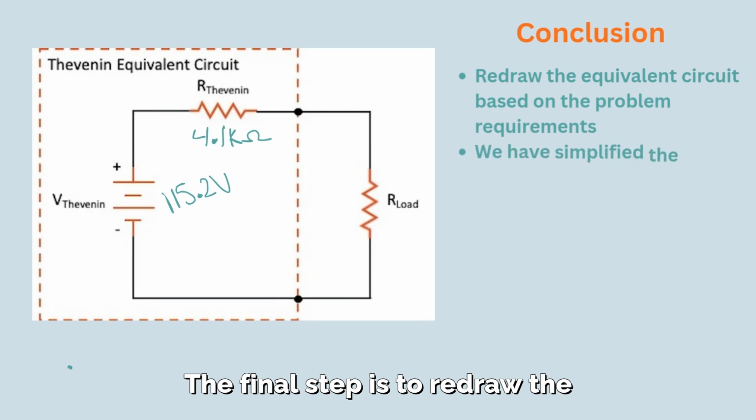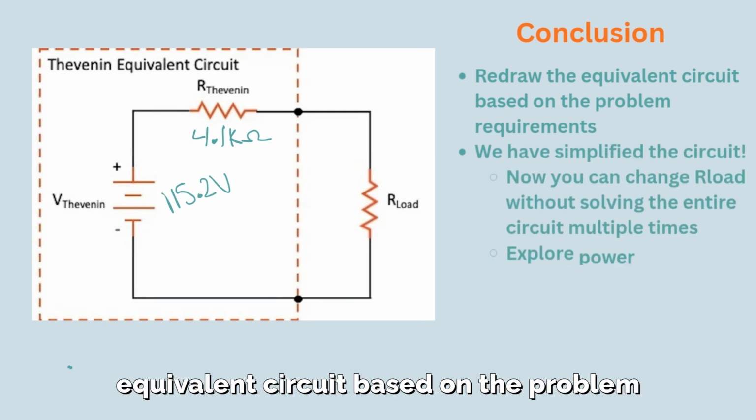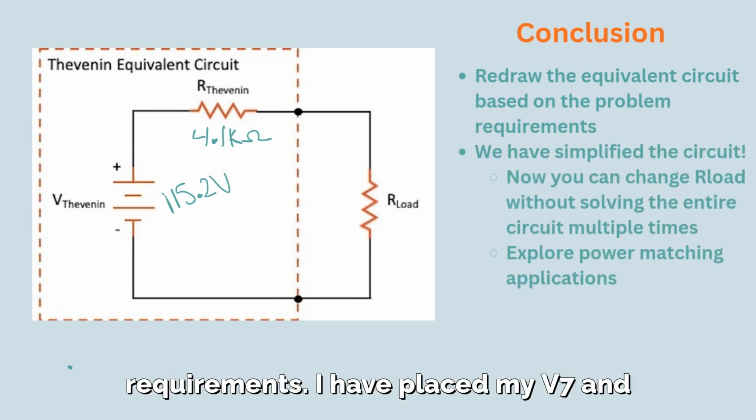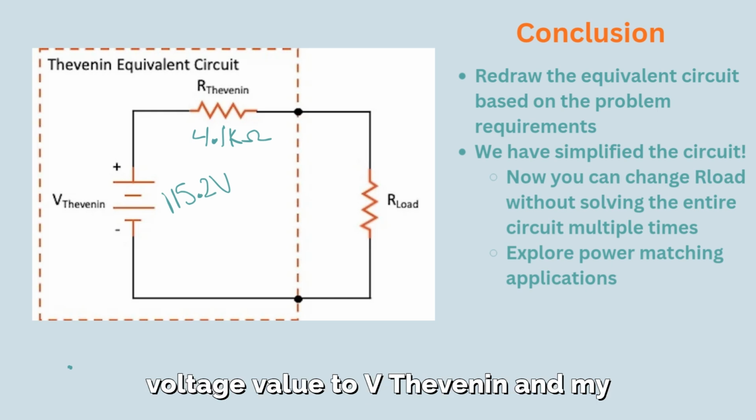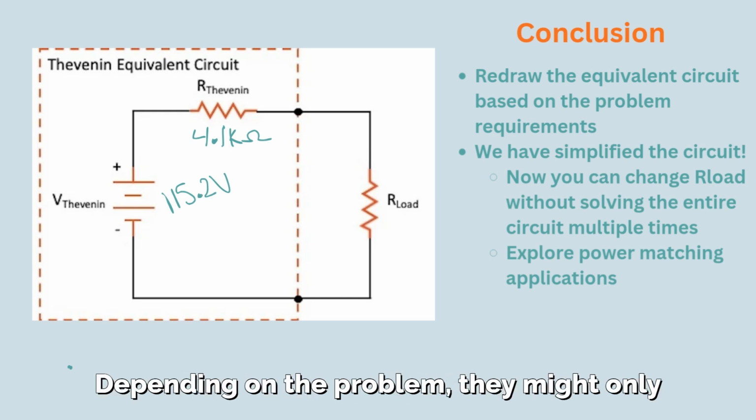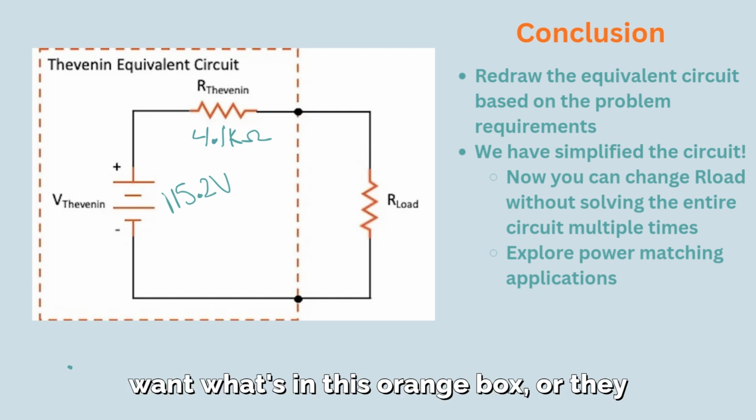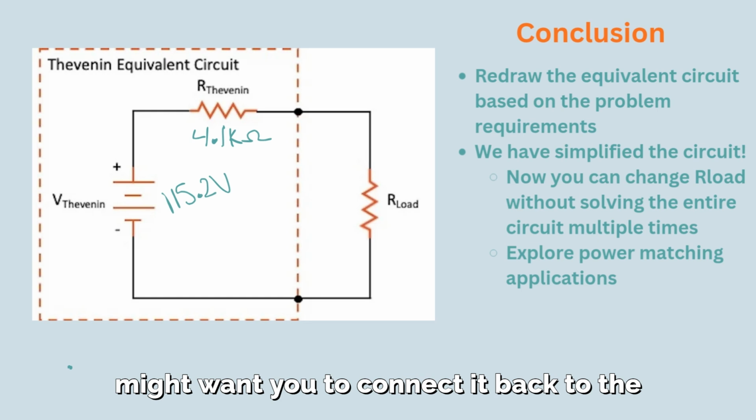The final step is to redraw the equivalent circuit based on the problem requirements. I have placed my Thevenin voltage value next to the source and my Thevenin resistance value next to this resistor. Depending on the problem, they might only want what's in this orange box, or they might want you to connect it back to the R load.